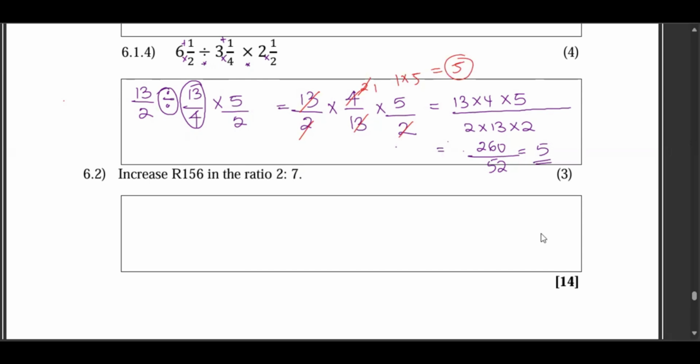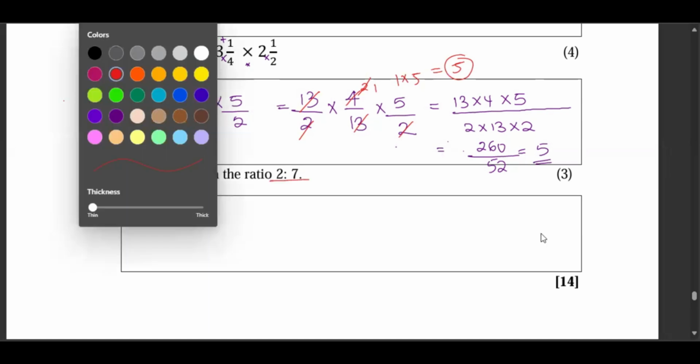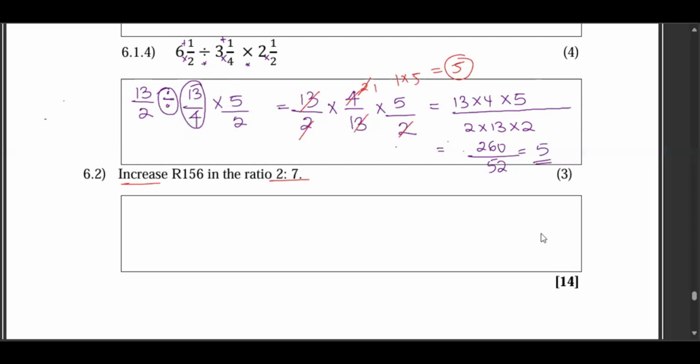Now, increase 156 in a ratio of 2:7. The moment you hear increase and you're dealing with ratios, this simply means you'll use a bigger number. So the bigger number goes on top of the smaller number. Then you multiply the number that you are dealing with. So that is it, simply meaning the number is going to increase by 3.5 times.